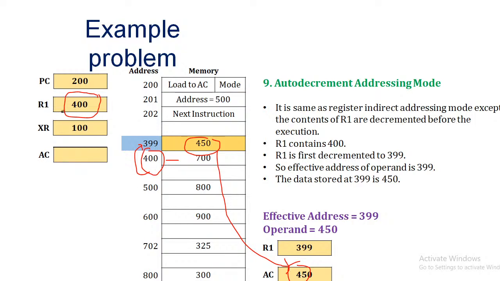For this case, the initial value was 400, then it is decremented to 399. Now this is going to be the effective address, so the content of this is 450, and that value is going to be fetched into the accumulator. So this is the example of the autodecrement addressing mode.